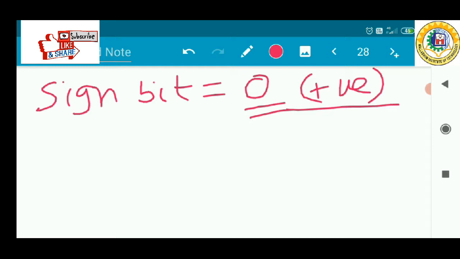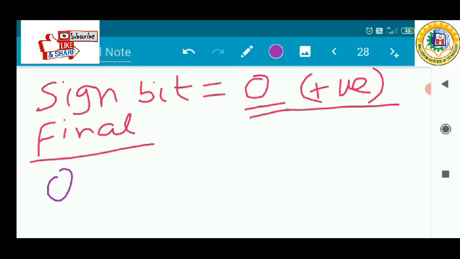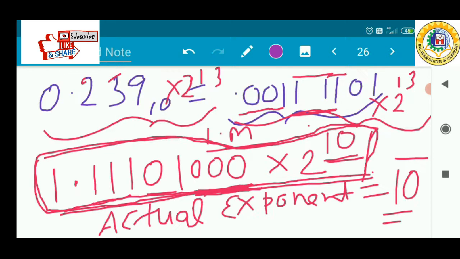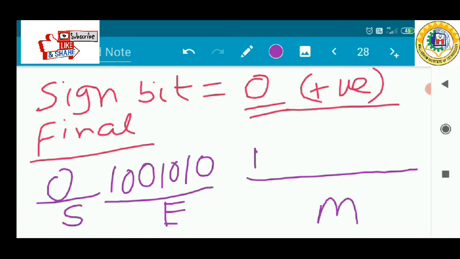So your final representation will be: sign bit is 0, and after that the 7-bit exponent, 1001010, which is the 74 representation. This is your exponent, this is your sign, and next is your 8-bit mantissa, 11101000, which you can see here. So this is the total 16 bit format.